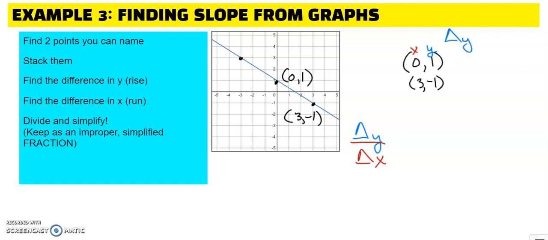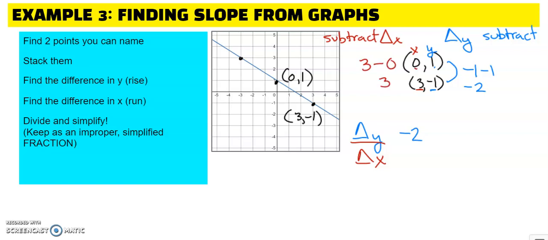Okay, change in y. Again, that's my subtraction. All right, bottom minus top. -1 minus top is 1. So -1 minus 1 is -2. Change in y is -2. Change in x. Again, we're going to subtract bottom minus top. So 3 minus the top is 0. So I get 3.